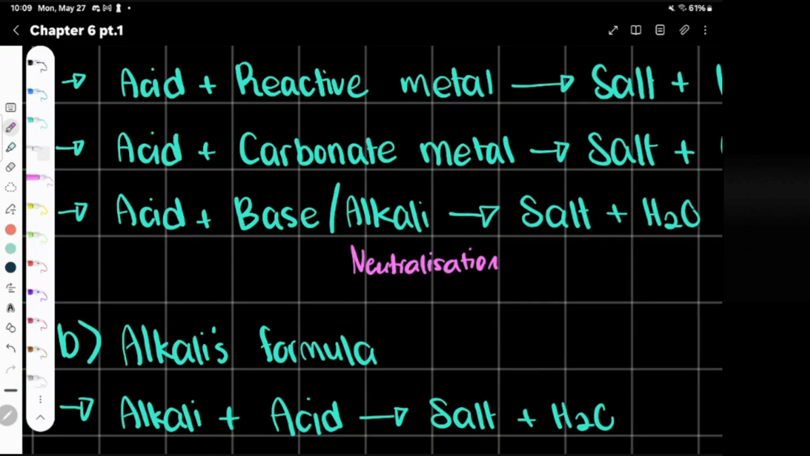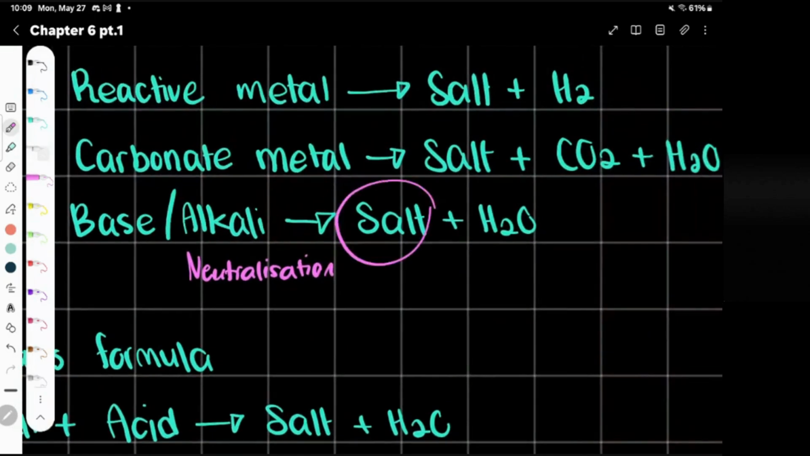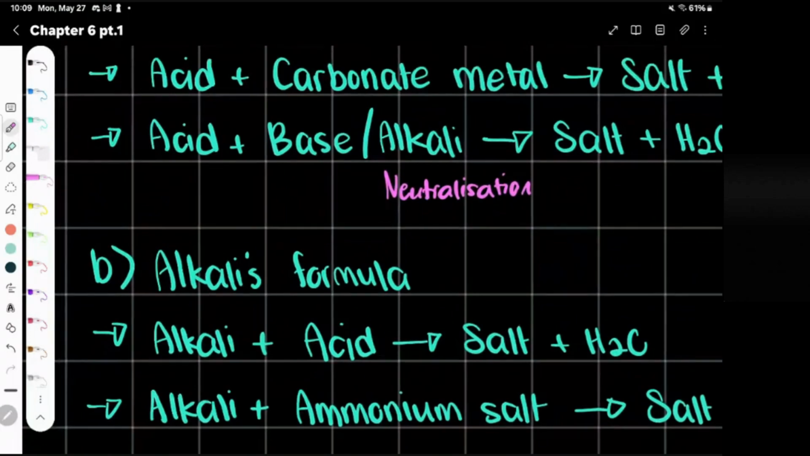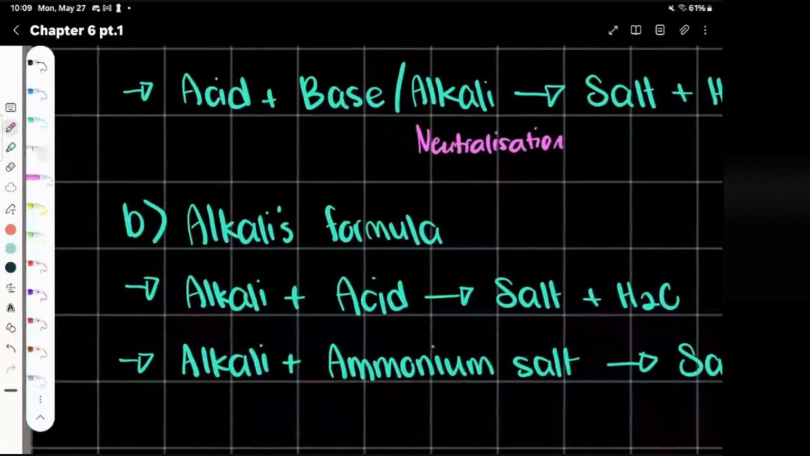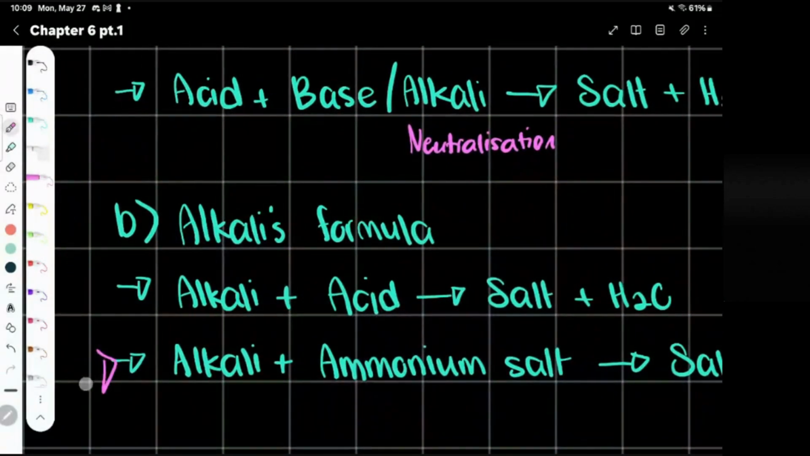You are adding both. That's why you produce only salt and water. Salt and water are both neutral charge compounds. They have no power at all, so they are neutral. So that's why we call it neutralization. This formula you also see on the bottom part as well for the alkali formula.